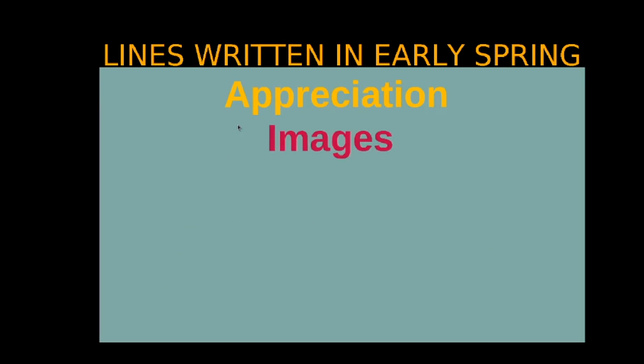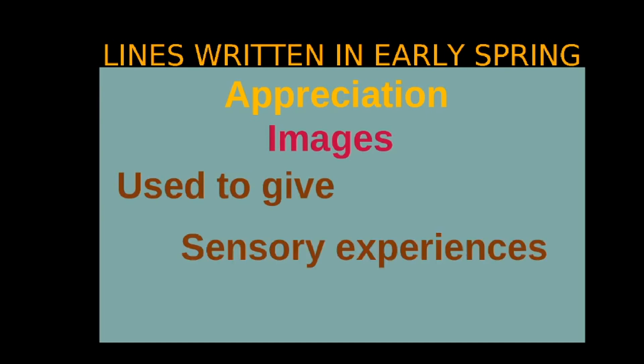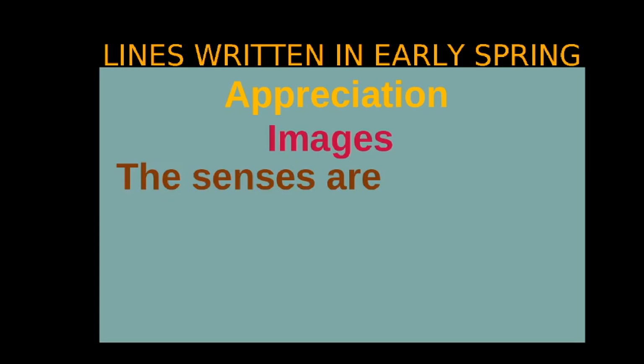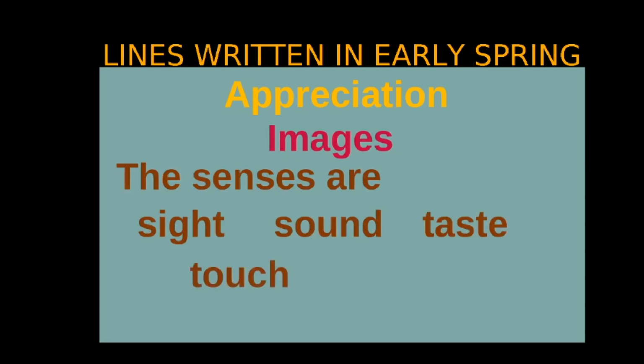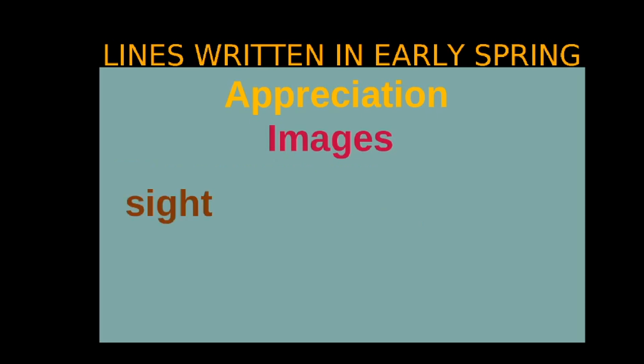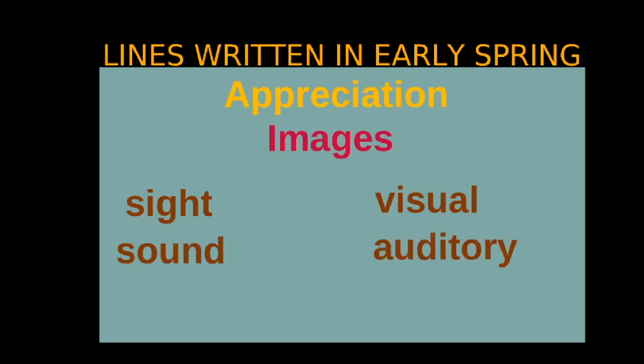Okay, now let's come to the images in the poem. What are images? Images are used to give sensory experiences. We have 5 senses. Those senses are sight, what you see, the sound, what you hear, the taste, the touch, and the smell. So sight is visual image and sound is auditory image. Touch is tactile image. So these are the images which you have to do with this poem. The remaining we will do as it is.